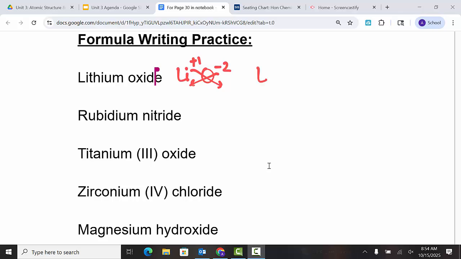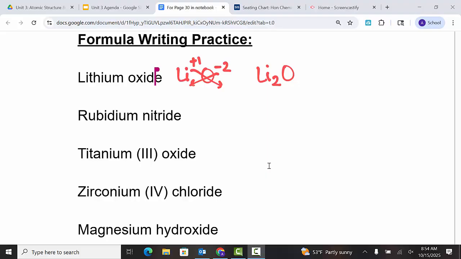So we've got Li2O. Remember, we don't write any 1. So although the 1 from lithium came down to the oxygen, we don't write it, it's implied. So what that means is for every 1 oxygen that shows up, 2 lithiums have to show up to balance out the charges, okay? So your final formula there is Li2O.